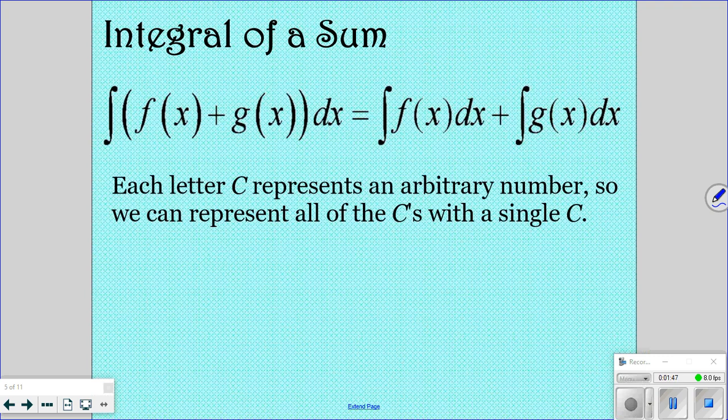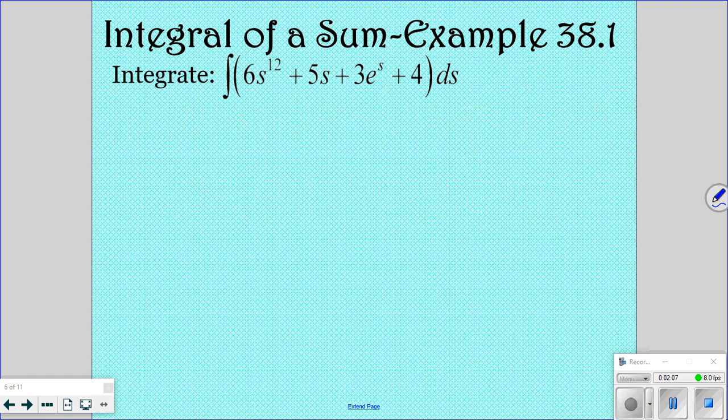So c is an arbitrary number, so whenever we integrate this, we're going to have a plus c, and when we integrate this one, we're going to have a plus c. But we don't have to do 2 plus c's, we can just represent all of them with a single c. So you don't need multiple c's for every term, you only need one c at the end. So we're going to integrate this. So the way you integrate integral of a sum is just to integrate each individually.